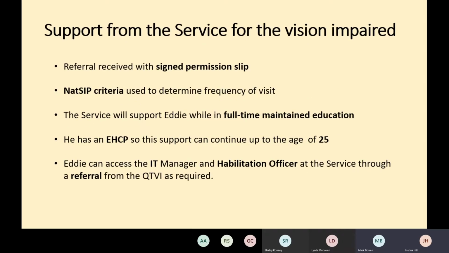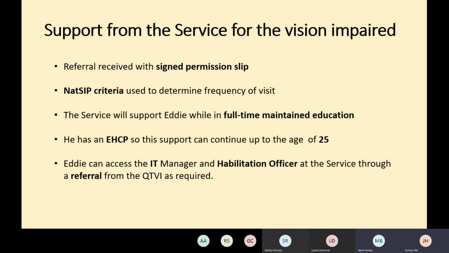So, when we receive a referral, and this can be from anybody, but mainly we get them from hospitals or the schools. The referral has to have a signed permission slip from the parents so that we can get up-to-date medical information. We would then arrange to go into the setting or home to do a functional visual assessment. Once this has been completed, we will then look through and assess where the student sits within the NATSIP criteria. The NATSIP stands for National Sensory Impairment Partnership.